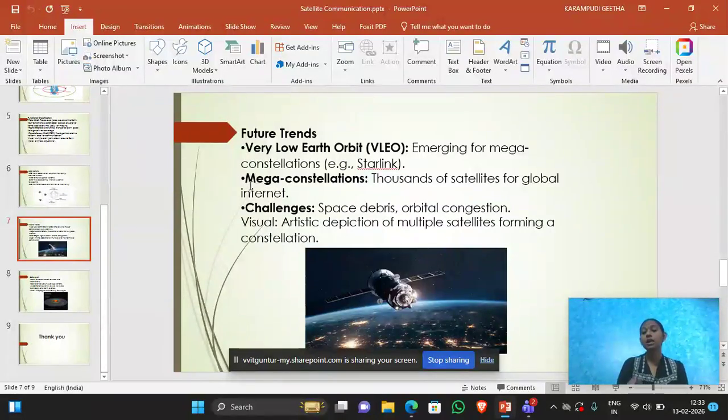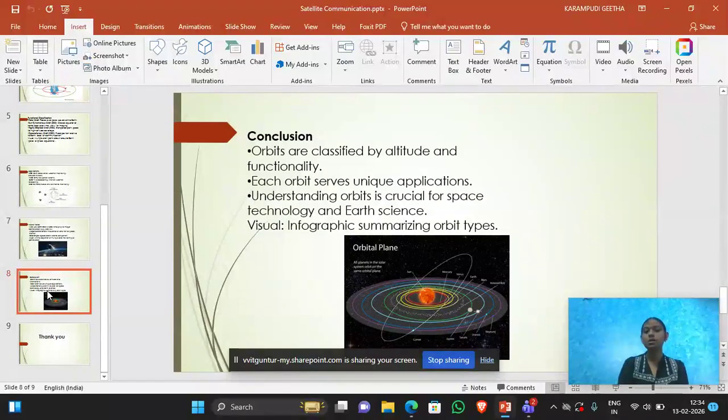The connection from one satellite to another satellite is also very important, and the challenges are space debris, orbital conjunction, and visual duplication of multiple satellites forming a constellation. These are the future trends we have to consider. The next one is the conclusion.